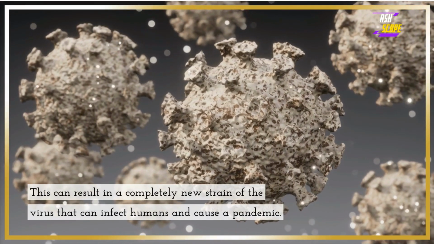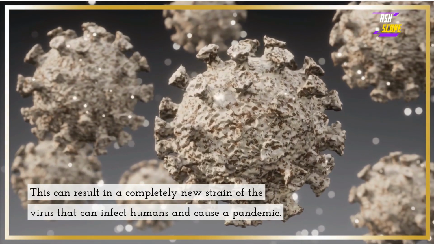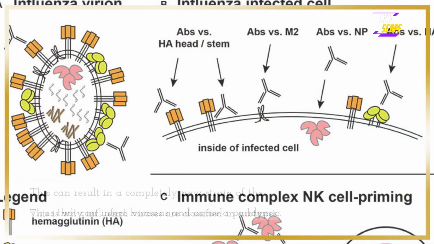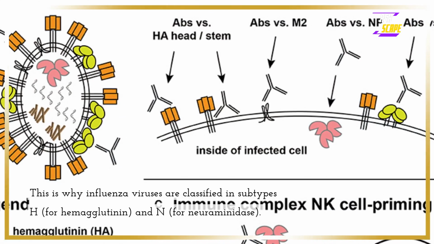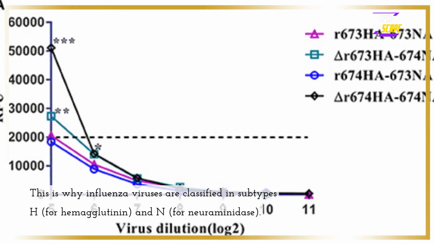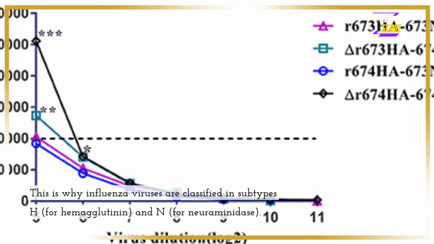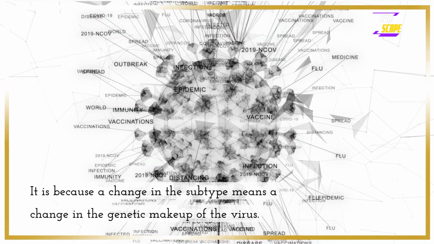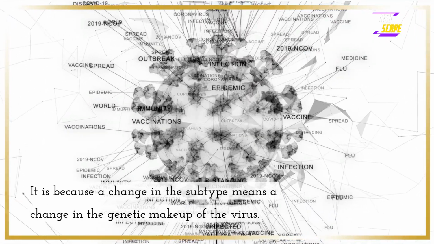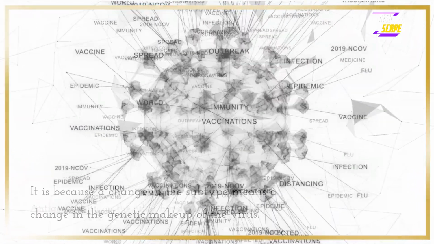This can result in a completely new strain of the virus that can infect humans and cause a pandemic. This is why influenza viruses are classified in subtypes H, for hemagglutinin, and N, for neuraminidase. It is because a change in the subtype means a change in the genetic makeup of the virus.